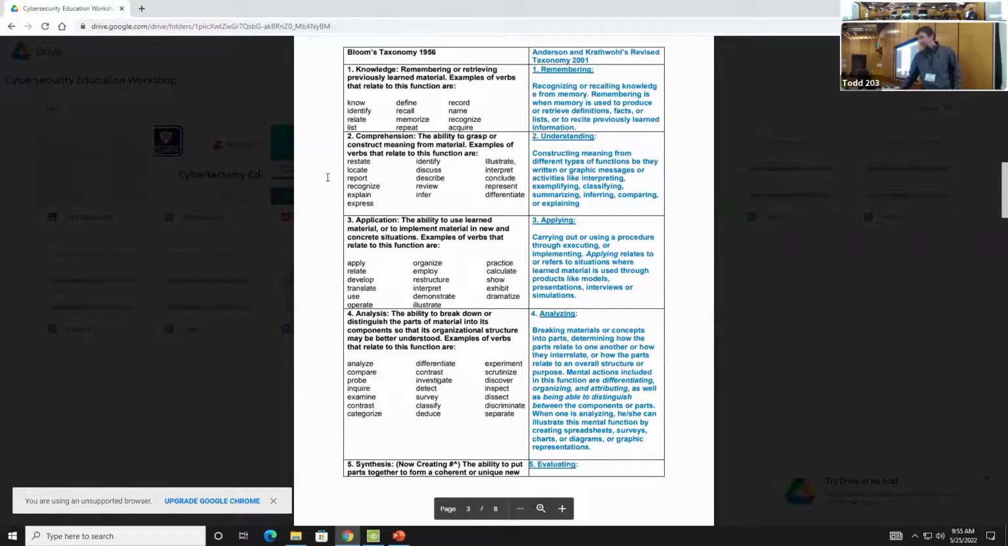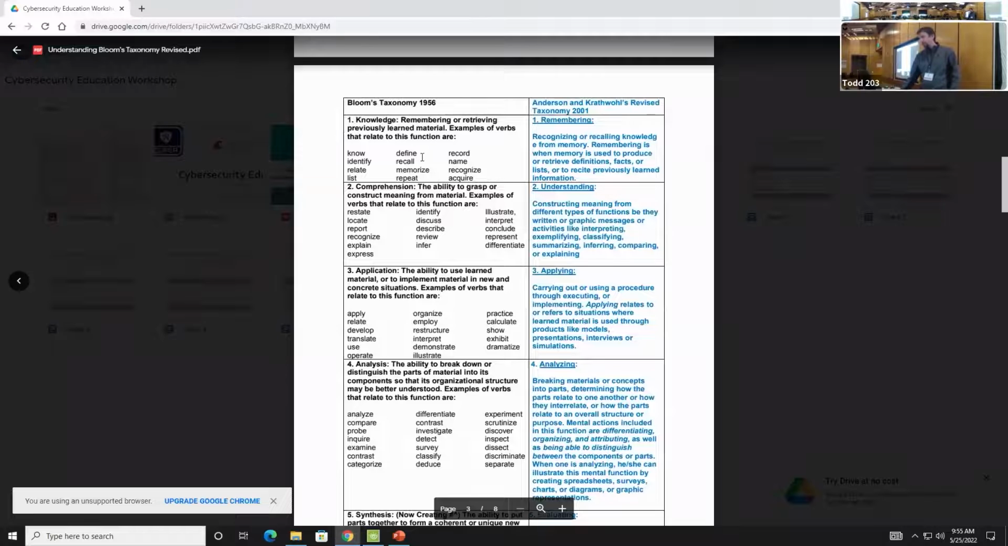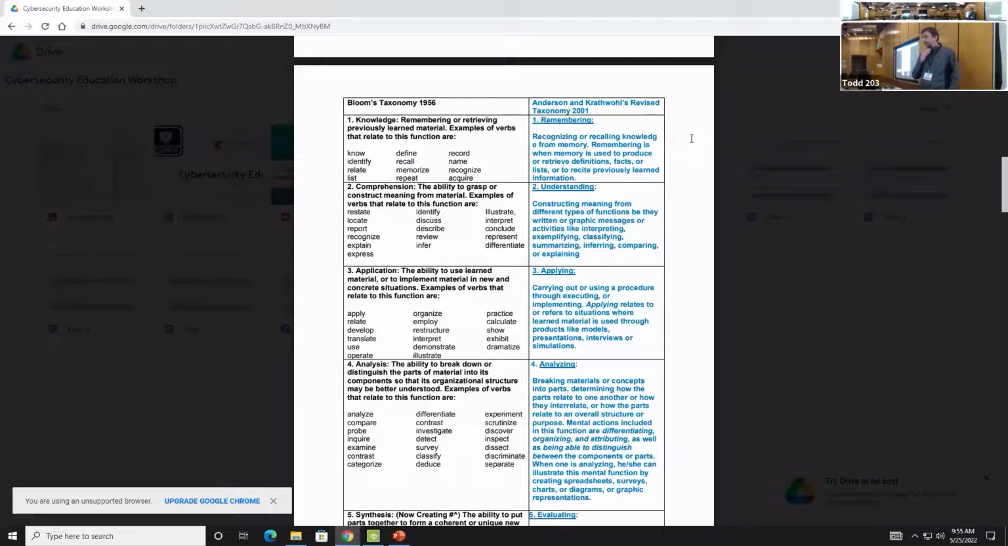This table here provides some interesting information. On the left is the original version, on the right is the newer version. But they have these lists of keywords here, so if you have a question on a test or homework or something that's asking to identify, recall, memorize, recognize, that's typically going to fall under knowledge, or in the new version, remembering.